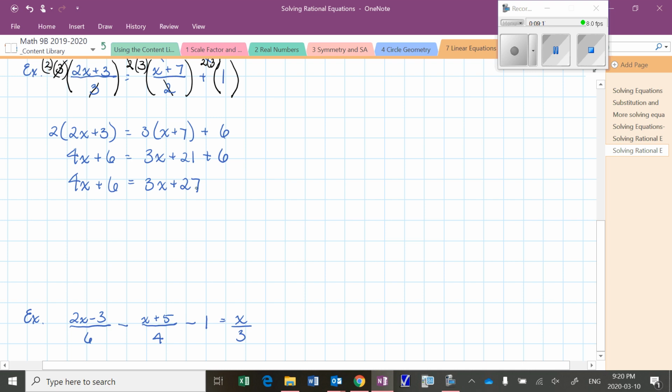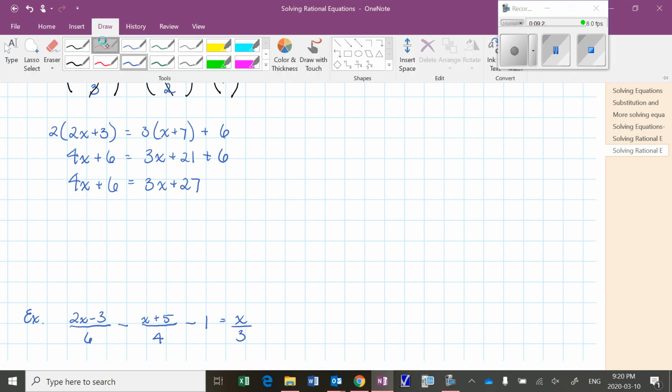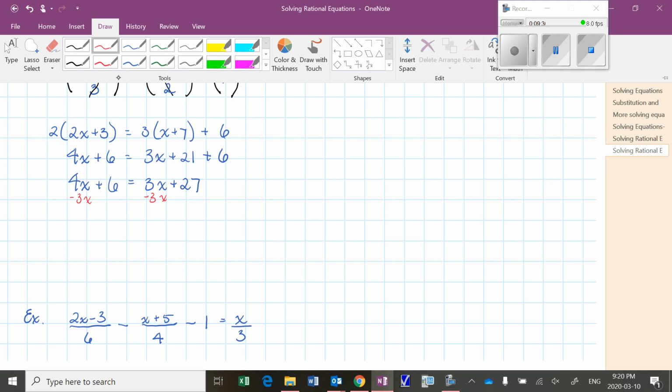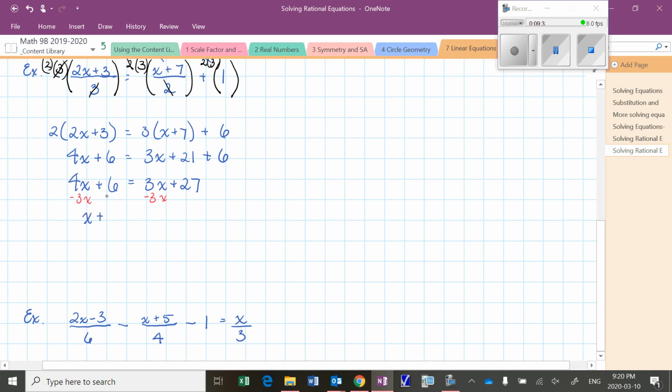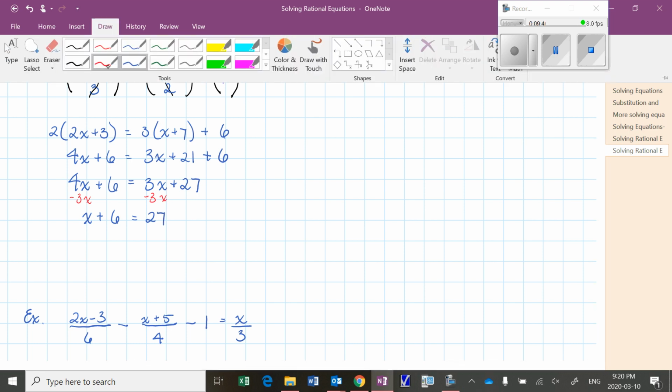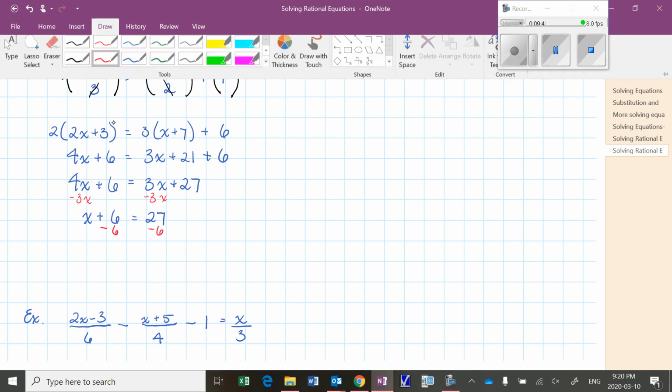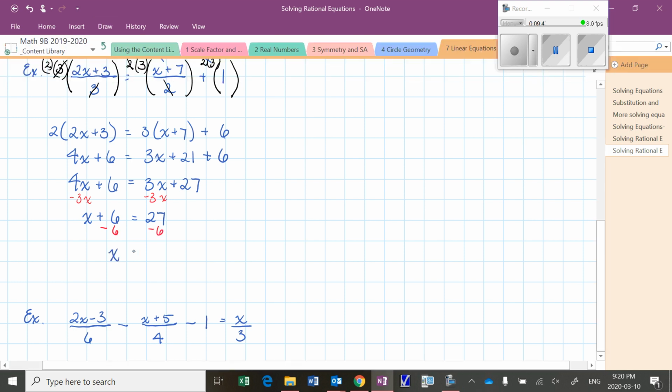And then we'll decide which side we want the x's on. So let's say we'll move the x's on to the left side. So we'll subtract 3x from both sides. That leaves us with 1x, which is awfully nice. x plus 6 is equal to 27. And that means all of our units will go onto the right side. So we'll subtract 6 from each side, and that gives us that x is equal to 21. So hopefully you got that as well.